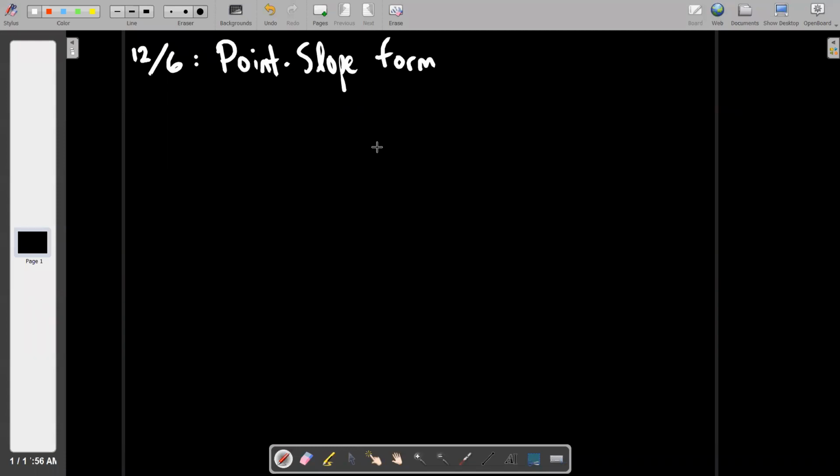So point slope form. I'm just going to put it up here and you're going to look at it and think something probably like, oh my God, what is that? But it's actually super nice. So this is the format for point slope form. It looks weird, huh? Not too bad.